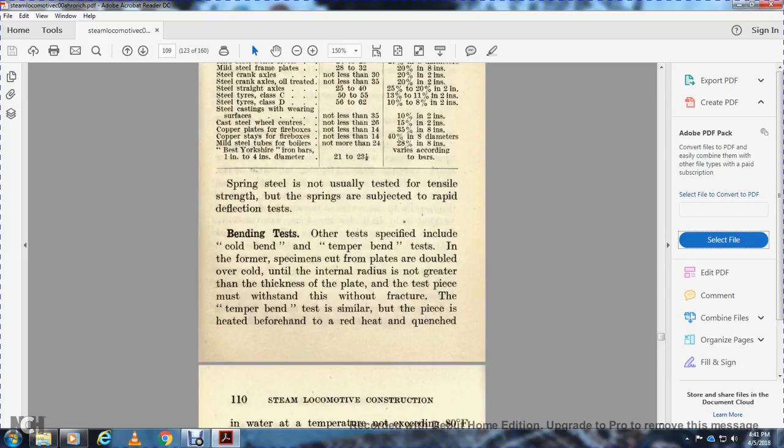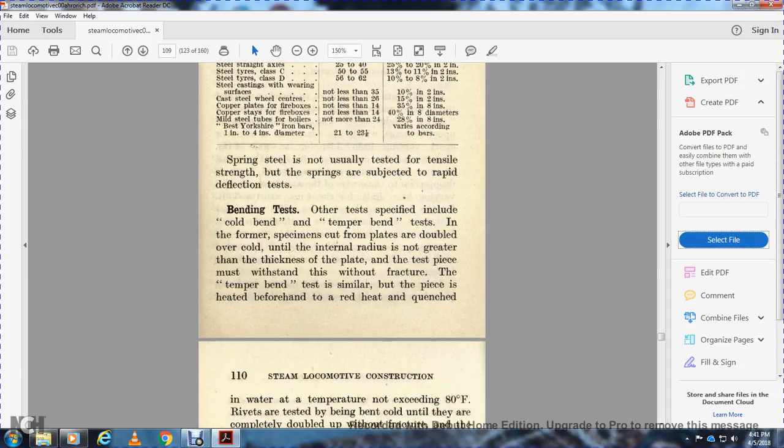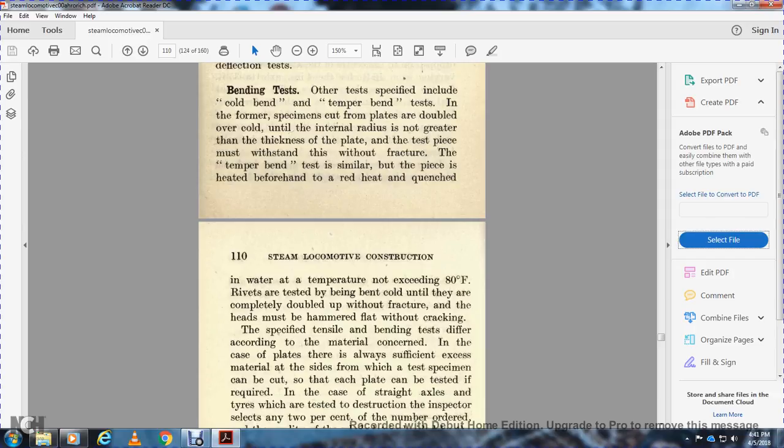Spring steel is not usually tested for tensile strength, but the spring is subject to the rapid deflection test. Bending test. Other tests specified include the cold bend and tempered bend test. The form of specimen is a cut-up plate, doubled over cold with the internal radius not greater than the thickness of the plate, and the test piece must be without fracture. The temper bending test is with a similar piece heated to a red hot heat and quenched in water with temperature not exceeding 80 degrees Fahrenheit. The rivets are tested bent in the cold until they are completely doubled without fracture, and the heads hammered flat without cracking.